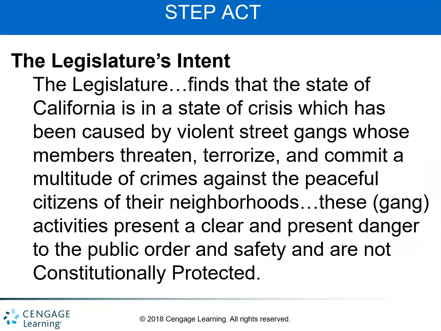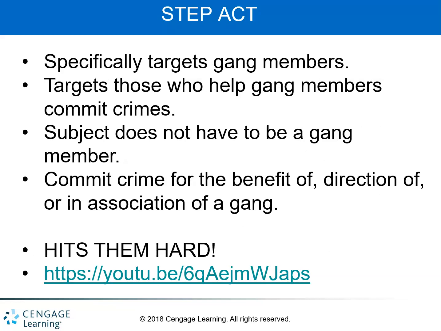The legislature finds that the state of California is in a state of crisis, which has been caused by violent street gangs whose members threaten, terrorize, and commit a multitude of crimes against the peaceful citizens of their neighborhoods. These gang activities present a clear and present danger to the public order and safety and are not constitutionally protected. So what the STEP Act does is it specifically targets gang members.